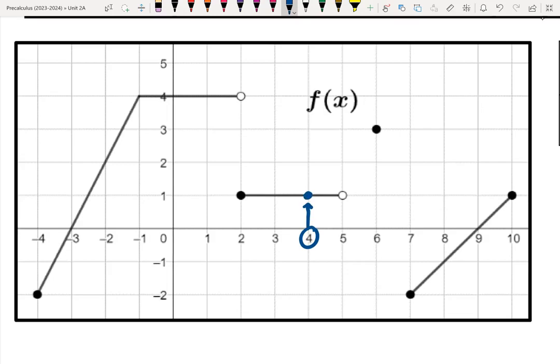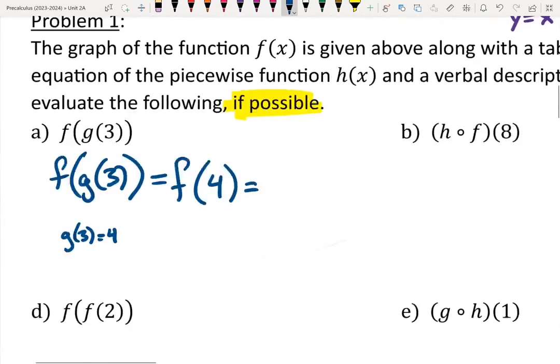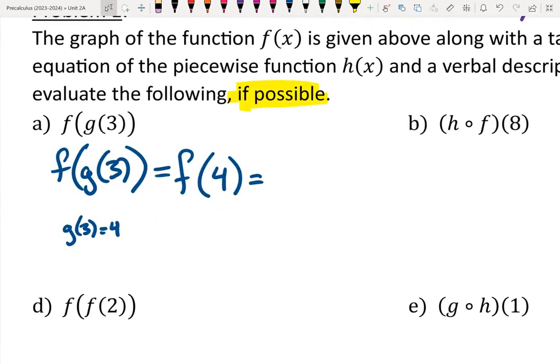To the point. All right, what is our y value at x equals 4? 1. So what is f of 4? 1, right? F of 4 equals 1. So then I go back to my problem here. So what is our answer? F of 4 equals 1.